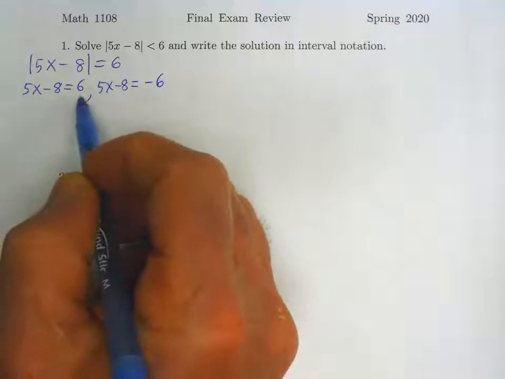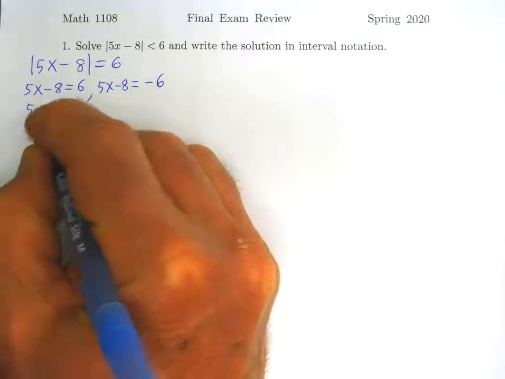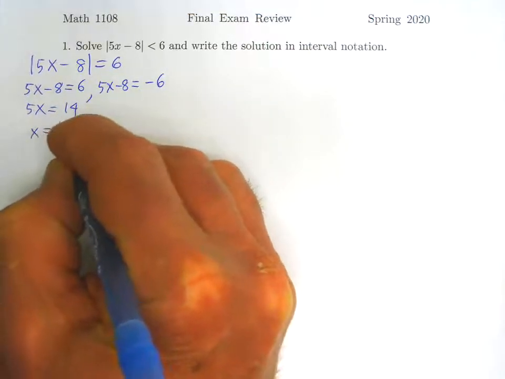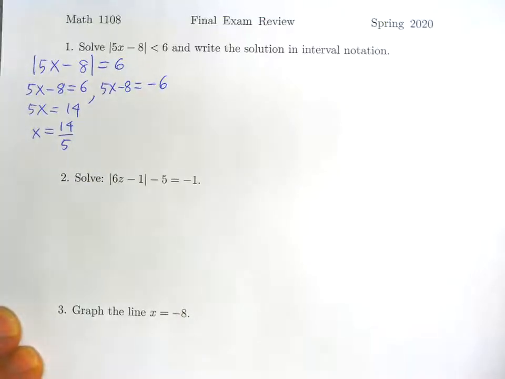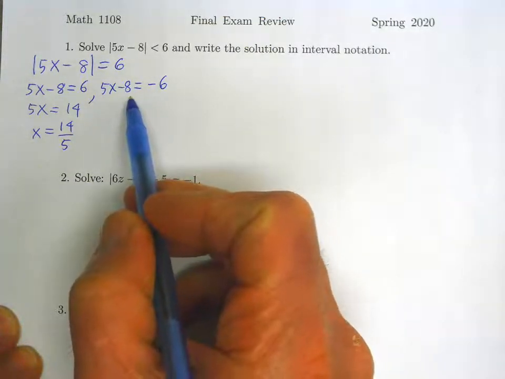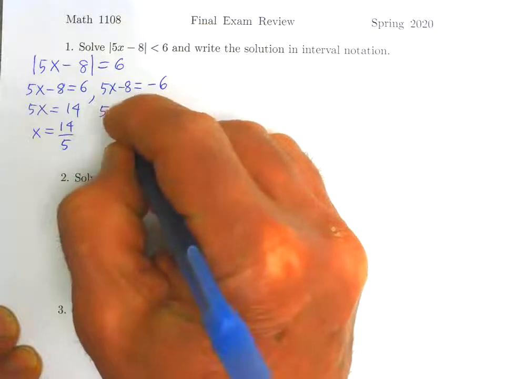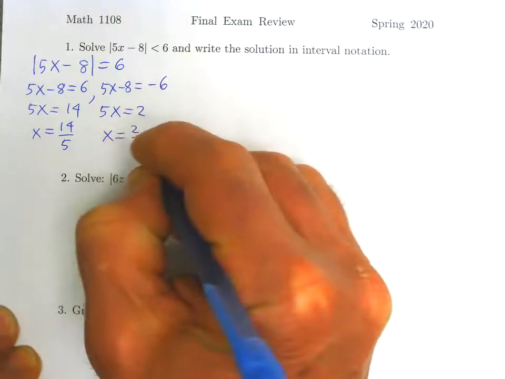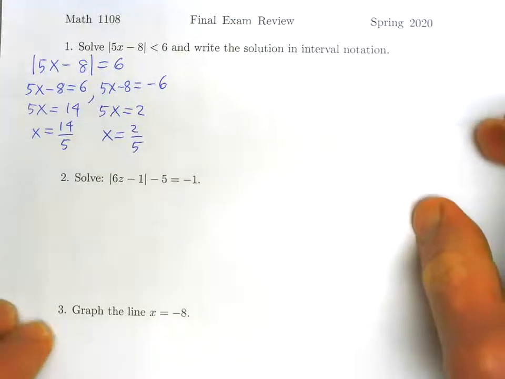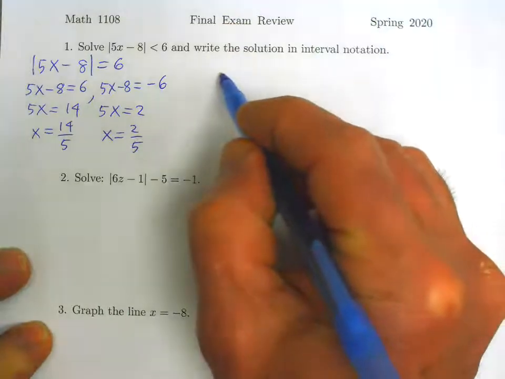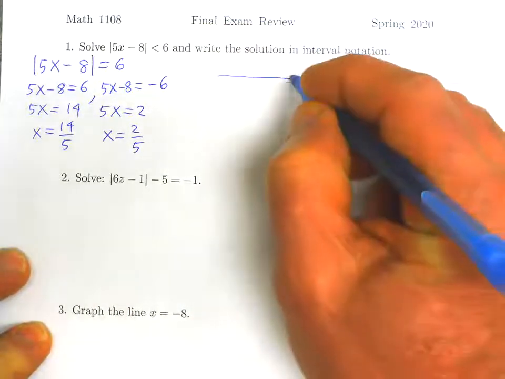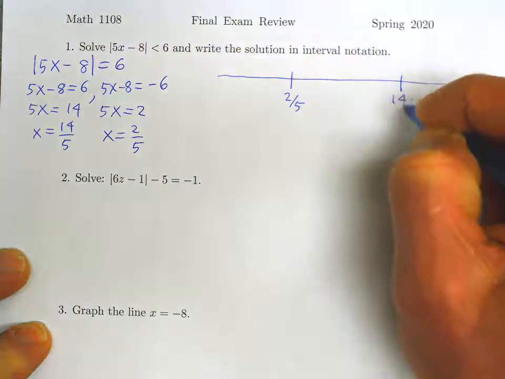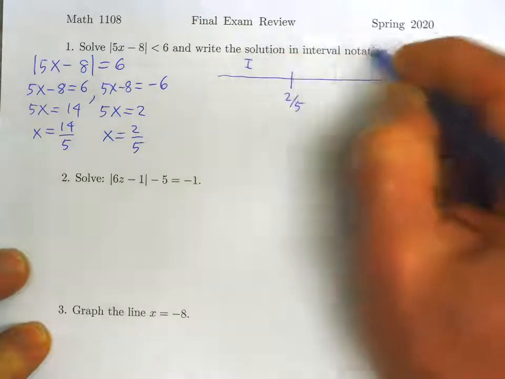So on this one, add 8 to both sides. We get 5x equals 14. Then divide both sides by 5, x equals 14/5. So that's one of the endpoints. On the other one, add 8 to both sides. Negative 6 plus 8 is positive 2. Then divide both sides by 5, x equals 2/5. That's the other endpoint. So we plot those numbers on the number line. 2/5 is to the left of 14/5. And we have 3 intervals to test.